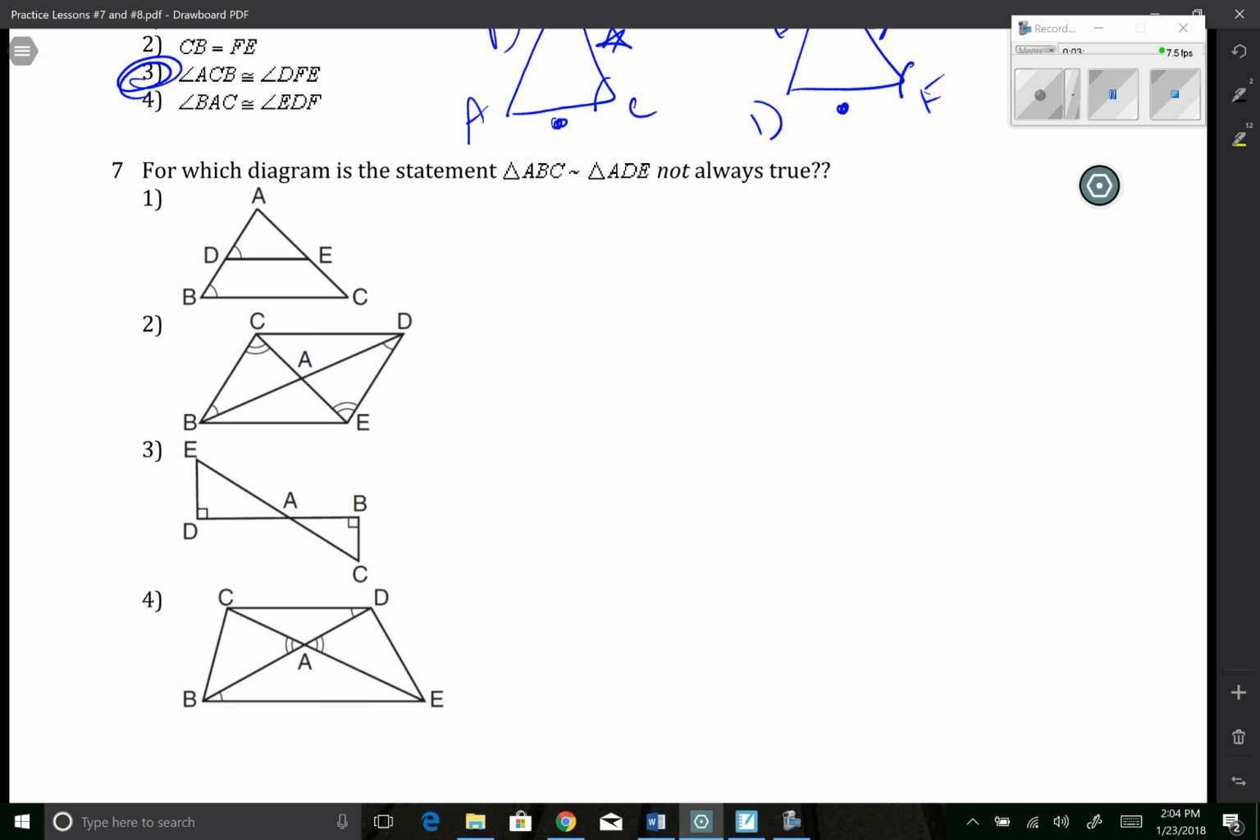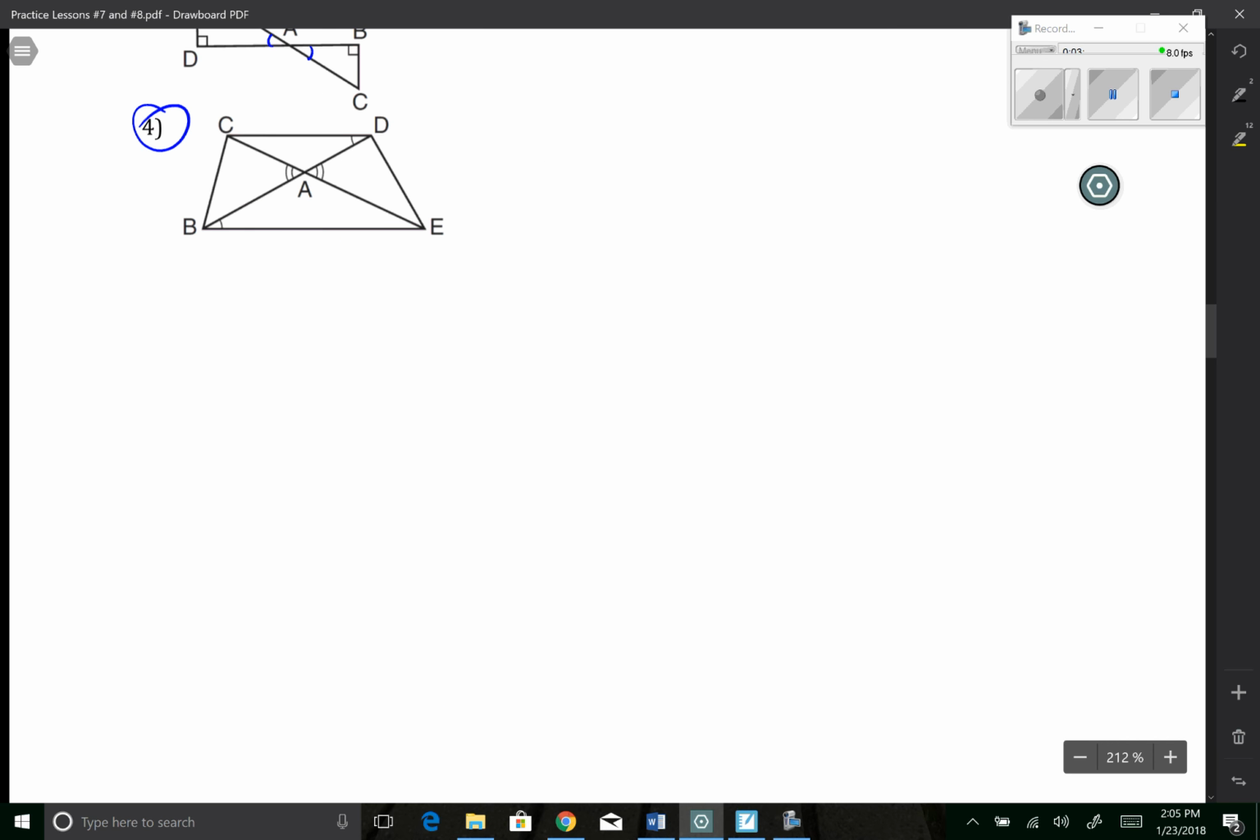Number 7 is basically saying which one of these is not a set of similar triangles. Choice 1 is, I have the reflexive property up here, so this is angle. Choice 2 is, I have two sets of angles here and here. So again, that's angle. Choice 3 has vertical angles, so angle. So those three don't work. I don't even need to look at 4. I already know it's wrong.